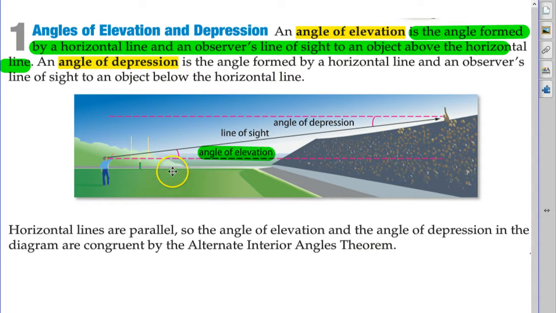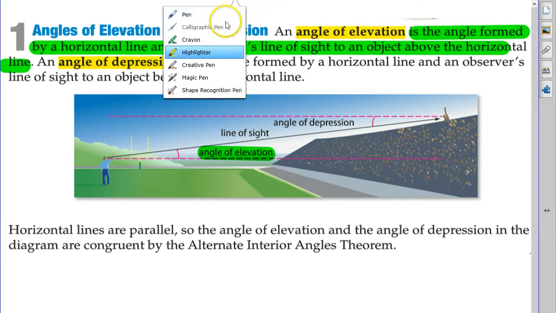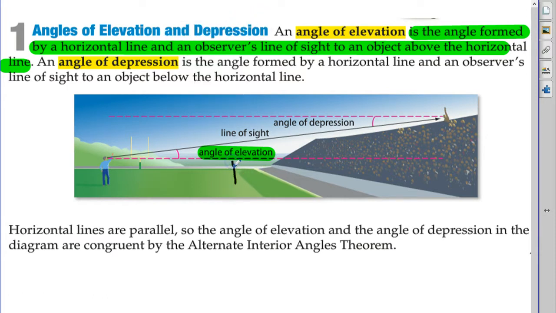Right down here, this right here is the horizontal. This line here is the line of sight, this diagonal line, so like this guy's looking at the person up in the stands, waving to him. And that angle formed between the horizontal and that line is the angle of elevation.